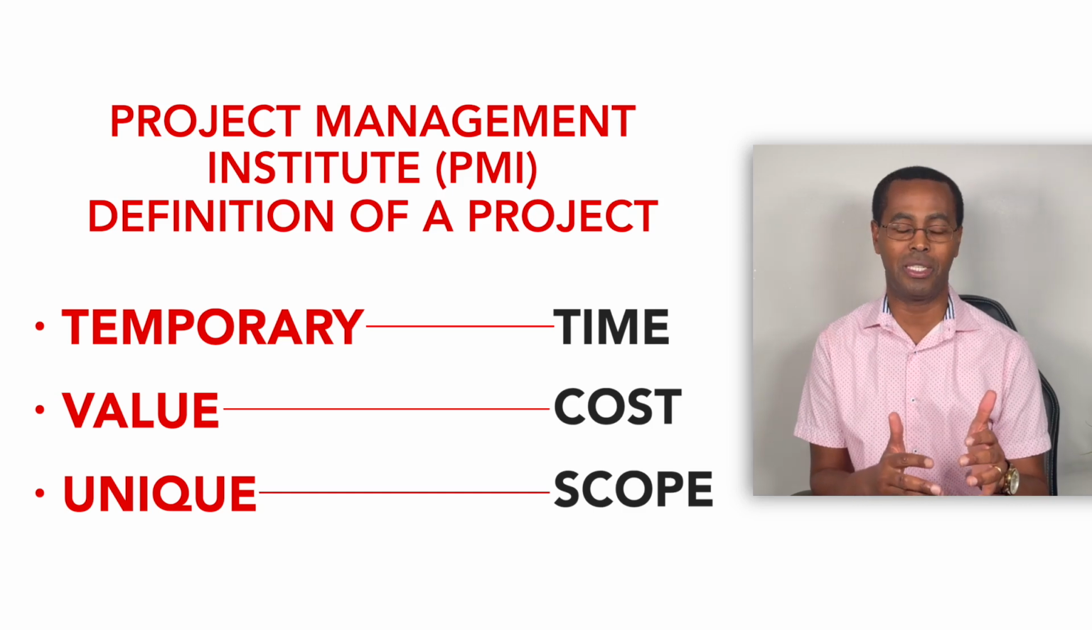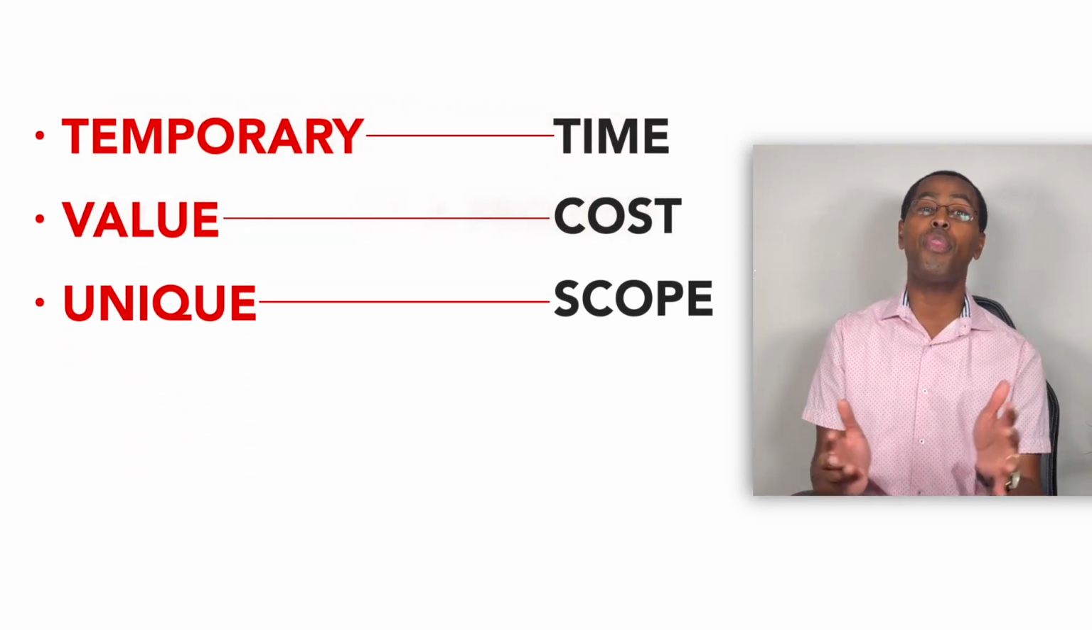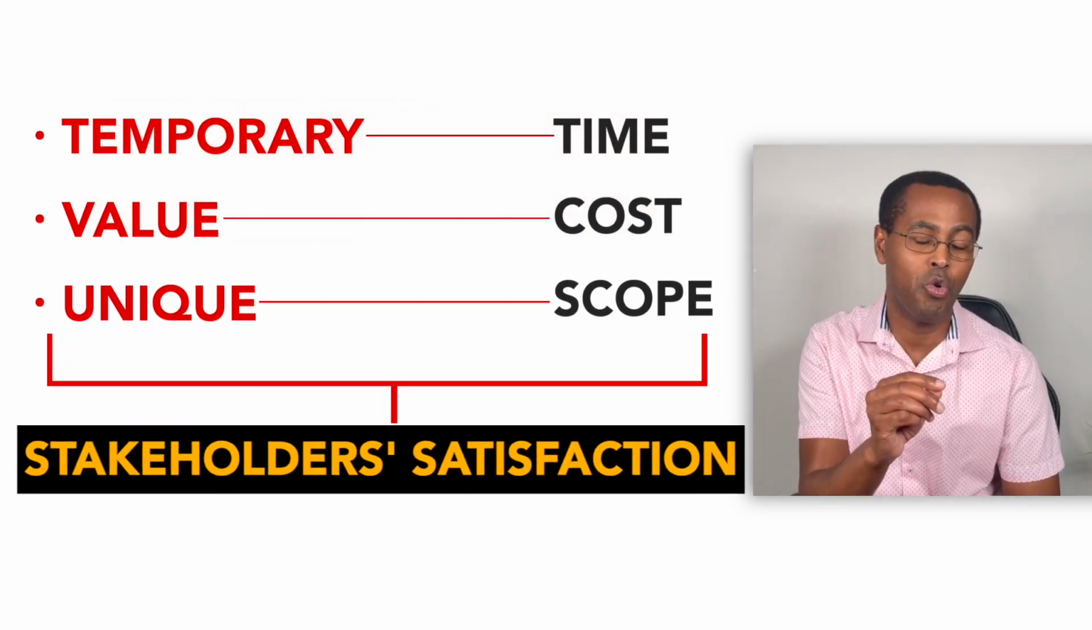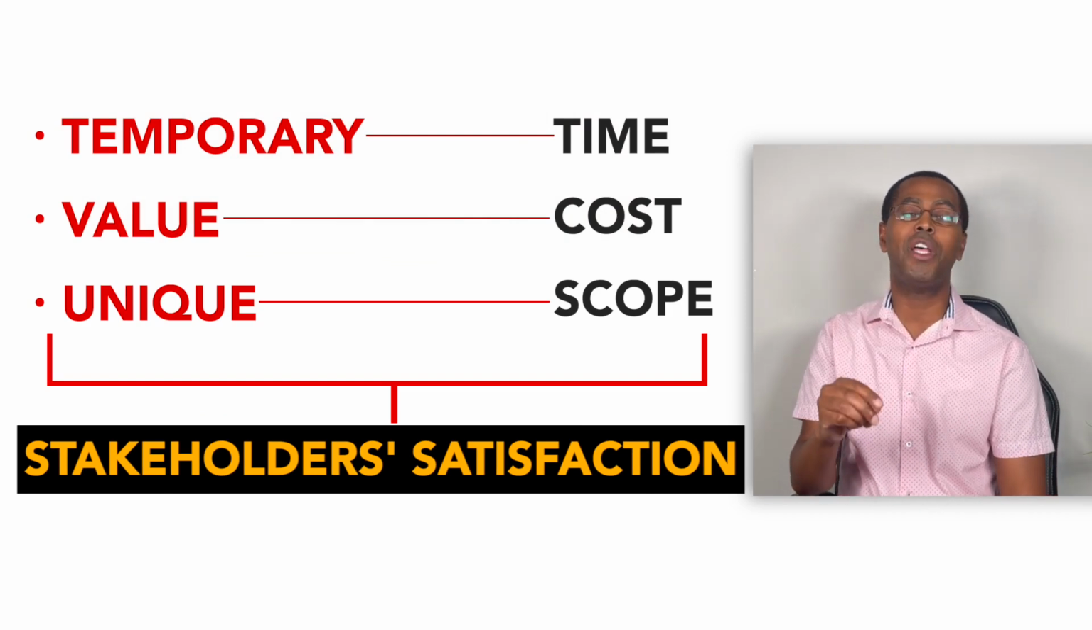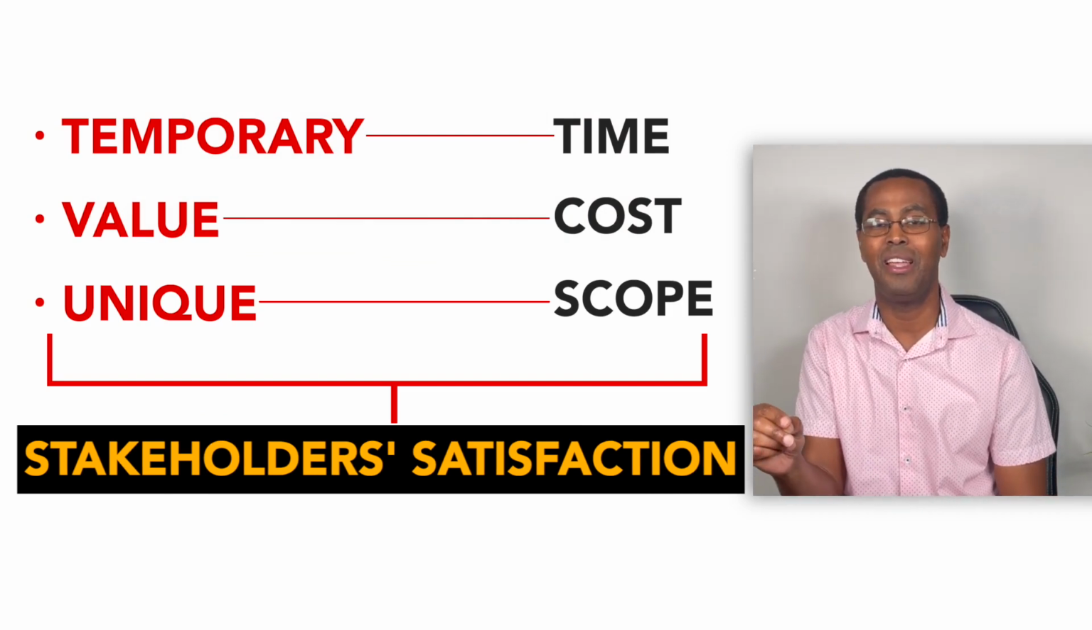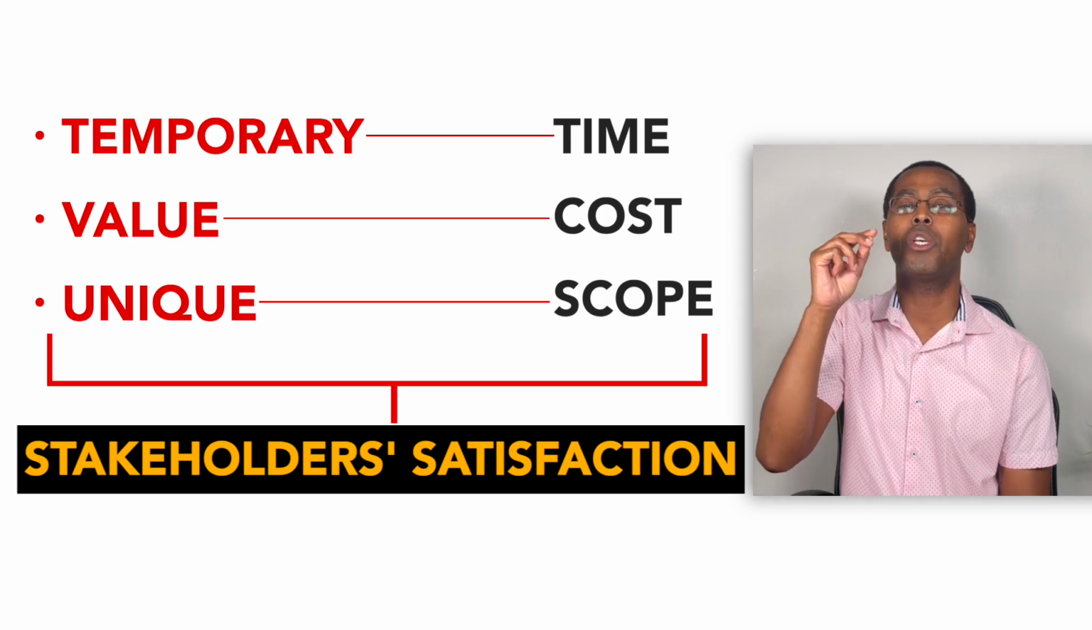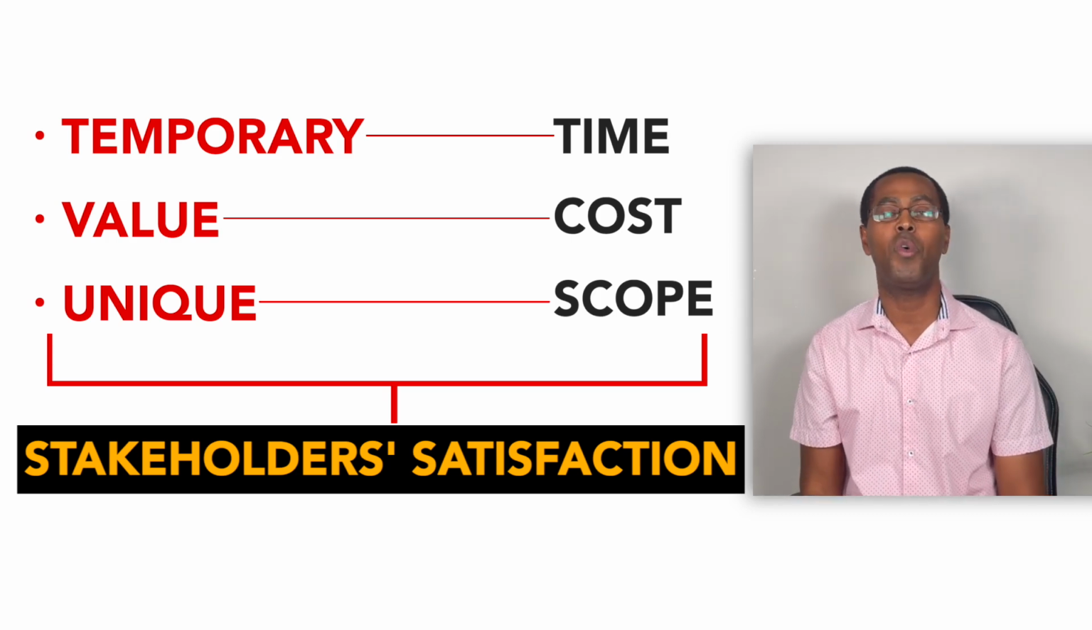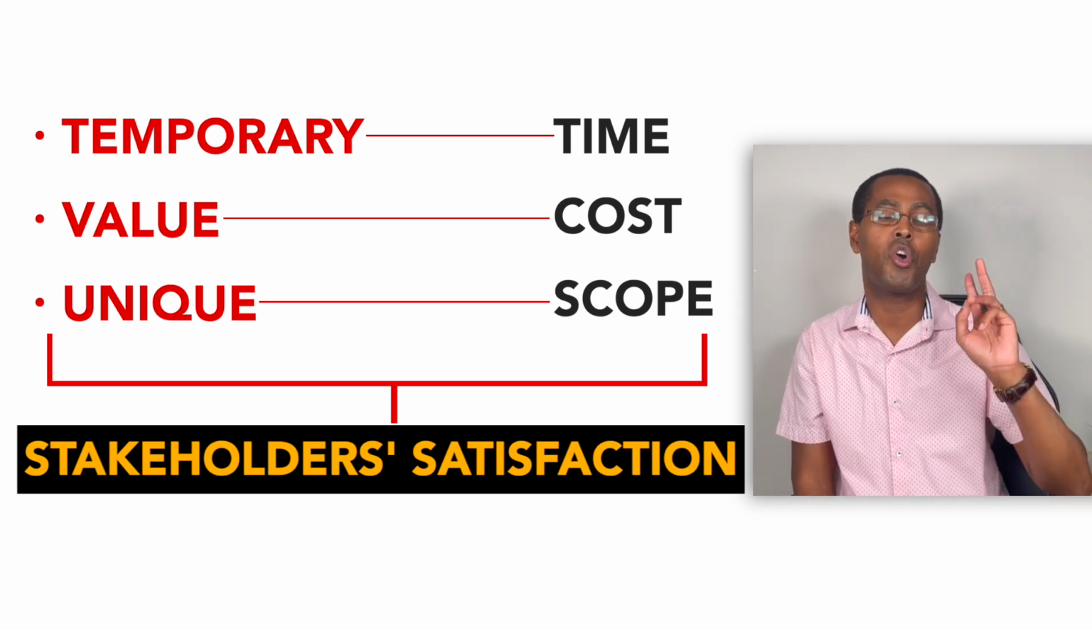So basically the definition of PMI of a project is in line with exactly what I told you. A project, and we do all this to satisfy the stakeholders. So the stakeholders must be satisfied that the project was implemented within the specified time, cost, and scope.